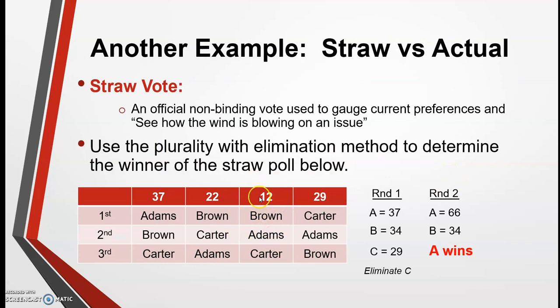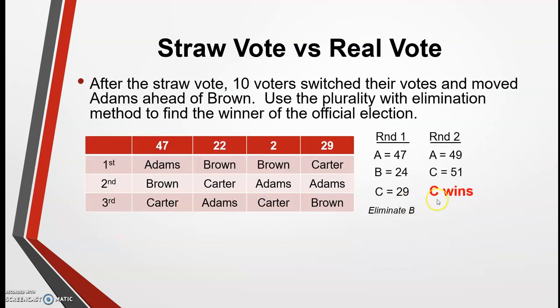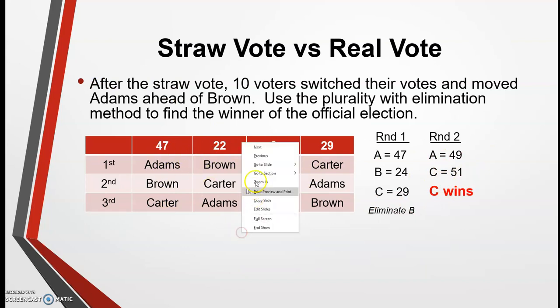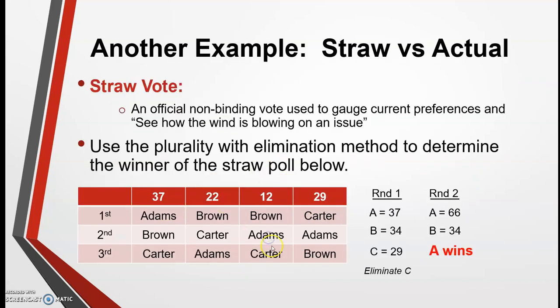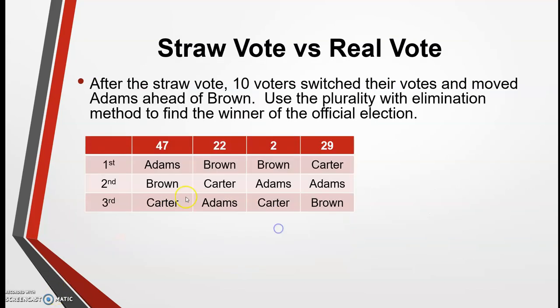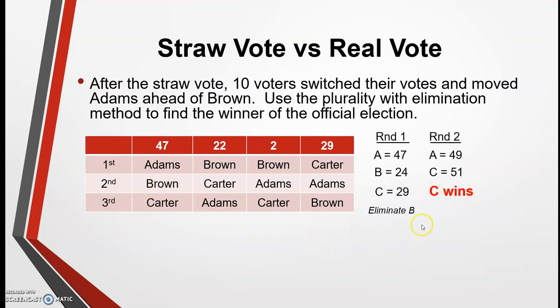So now we see that C, or Carter, wins the election when we have these 10 voters changing. Let's go back and look at what changed. Remember that originally these 10 voters gave Brown a ranking over Adams, and that caused Adams to win. But when these 10 voters changed to rank Adams over Brown, and those 10 votes moved over here, that resulted in Carter winning. So that is a violation of the monotonicity criterion.